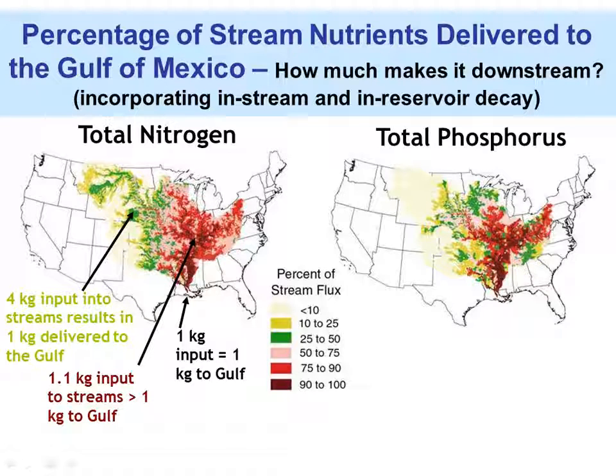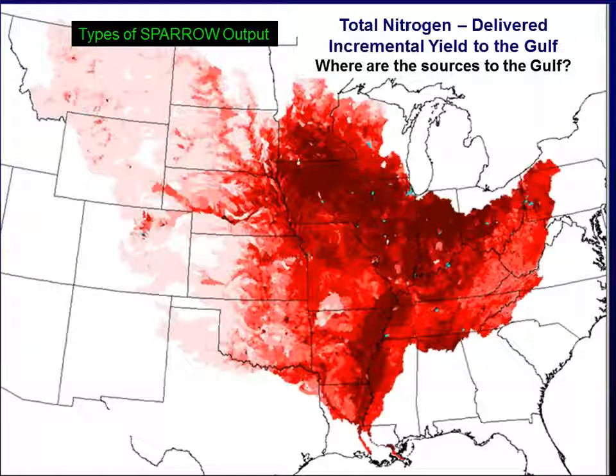But as we go upstream, all the way up to the top, like in the Missouri River, or pick any lake that intersects a river that you're interested in, a lot of it gets lost in that river, and so it might take 4 kilograms to get through. So what SPARROW can be used for is to incorporate this, and the way we do that is something we call delivered incremental yields.